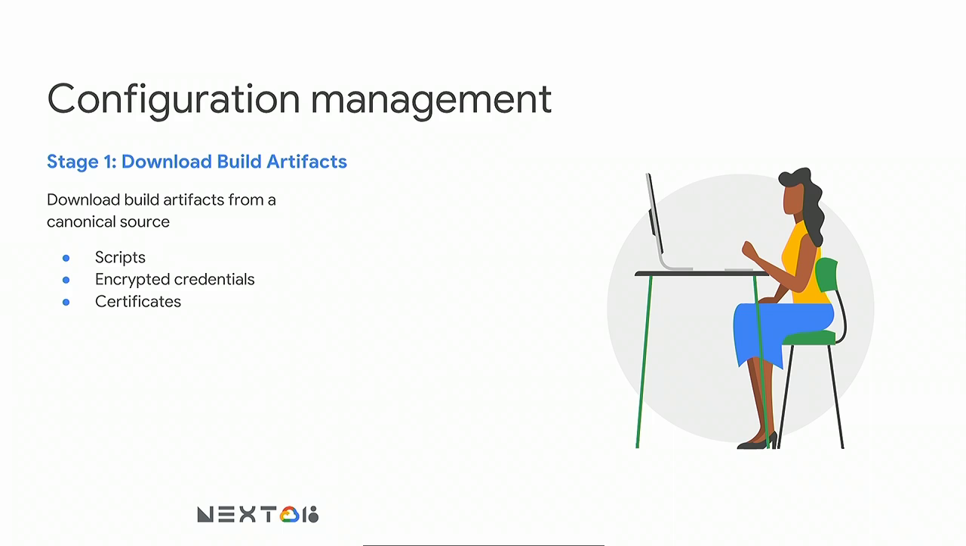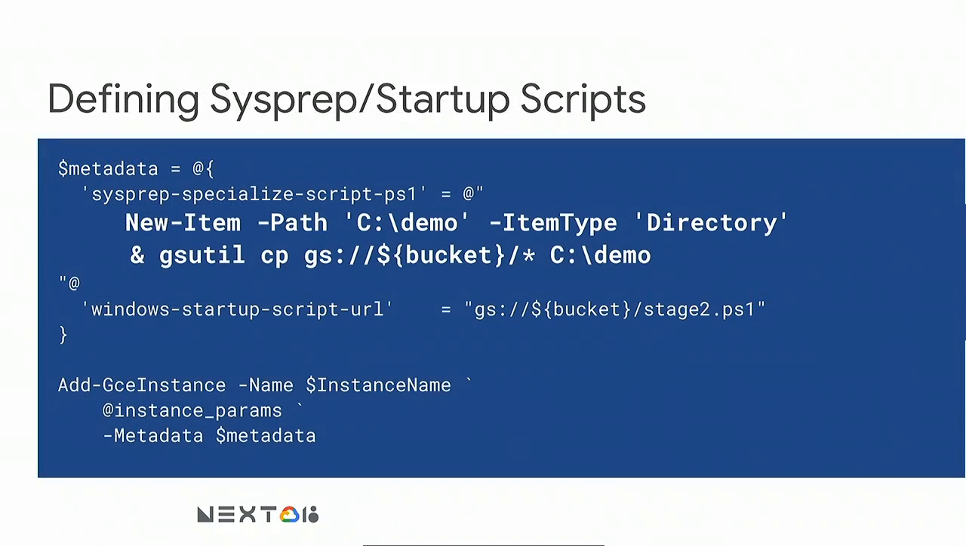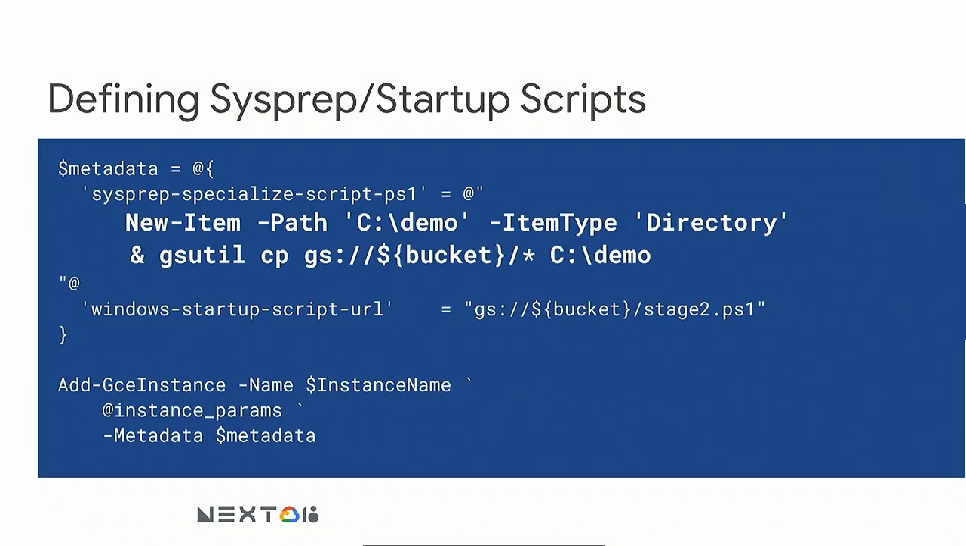This is possible thanks to the GCE agent that runs in the stock GCE image that we build our instances from. It will look for a script configured in the project or instance metadata, and then it will run that script. All we're doing in this initial stage is to download build artifacts from a canonical source. So here I've highlighted a very short PowerShell script where I'm storing the script as a value in a hash table. And when I pass that hash table to the commandlet below, the key value pairs in the hash table become instance metadata. So when I provision the machine, the GCE agent will go looking for the specialized script in metadata, and upon finding it, it will execute it.